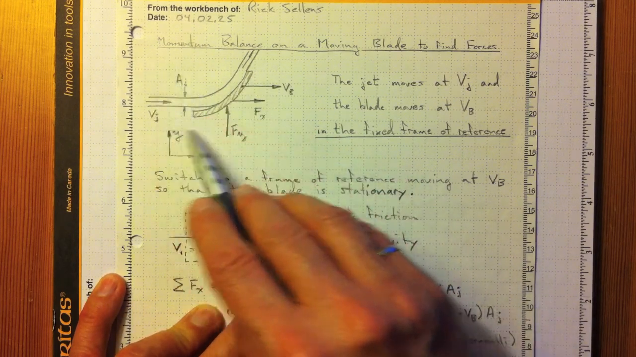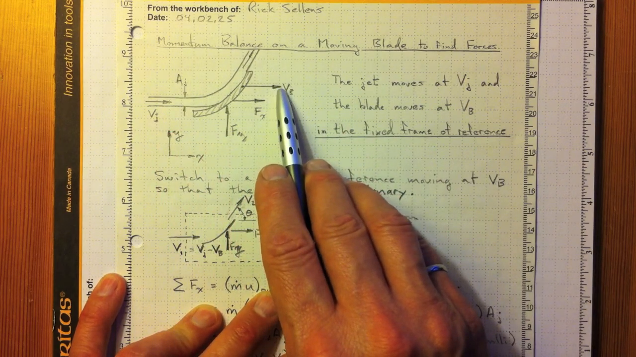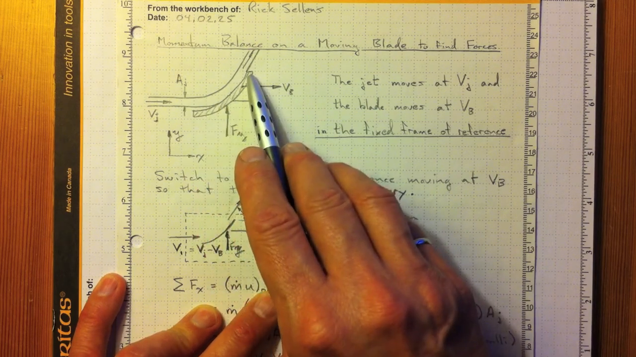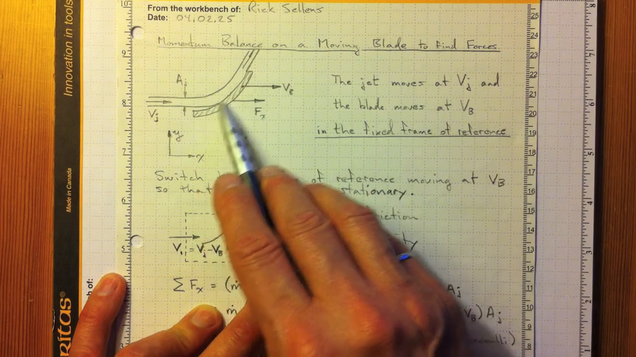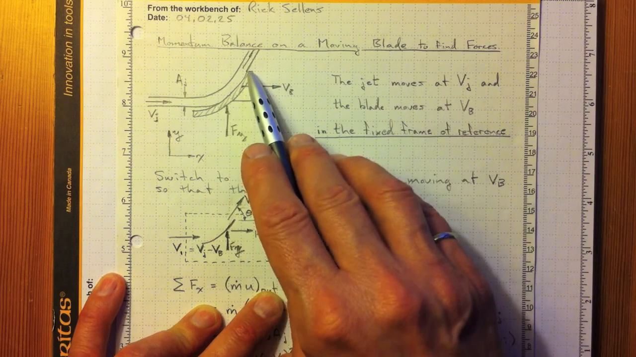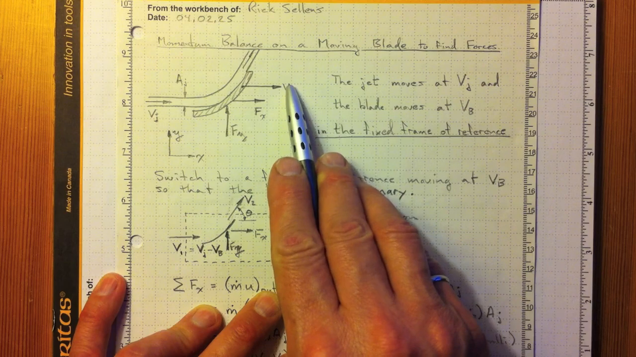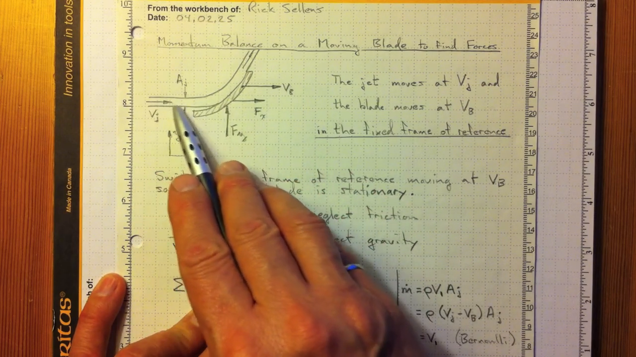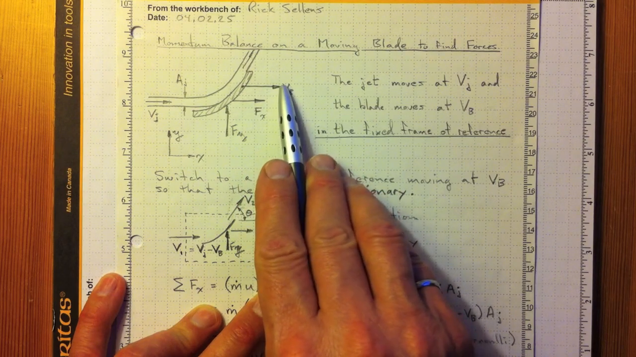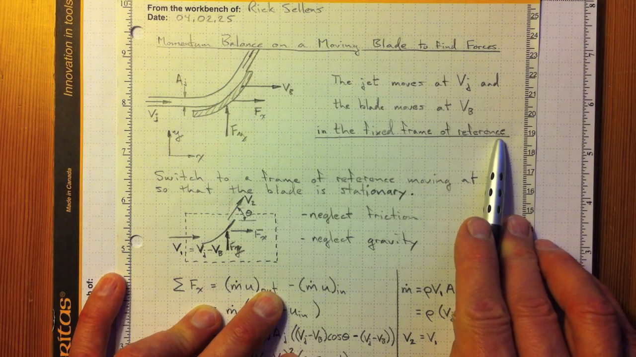So let's put the blade in a control volume frame of reference where the frame of reference is moving at the same velocity as the blade so that the blade is stationary. Kinetic energy changes with the frame of reference and we can set the frame of reference to anything we want. So let's make it easy to do our calculation. The jet is moving this way at VJ, the blade is moving this way at VB, and this is in a fixed frame of reference fixed to the ground or our observation location.